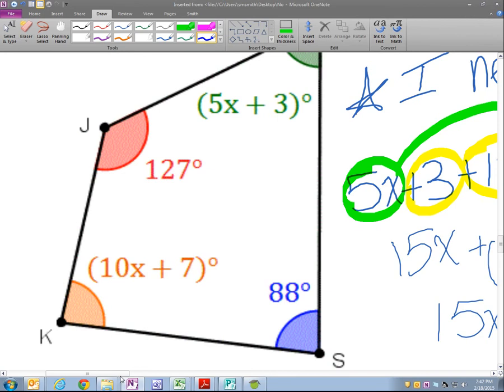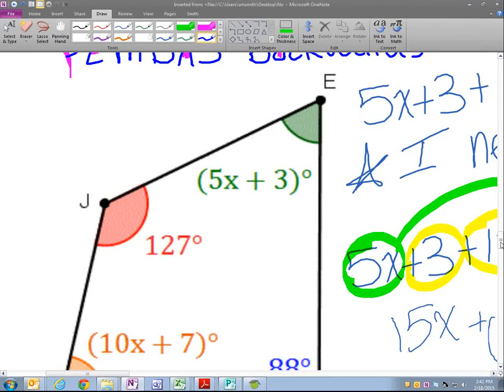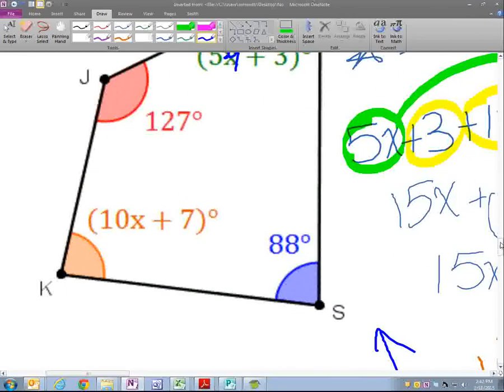I'll be able to get to it, but I have the answers on there anyway. So I have to substitute in there. I have to solve for angle E, and we just found that x is 9, so I'm going to put a 9 in here. So 5 times 9 is 45, plus 3 is 48 degrees. Then for this one down here, I'm going to substitute 9 in for my x. We've got 97 degrees. And that's how much k is.